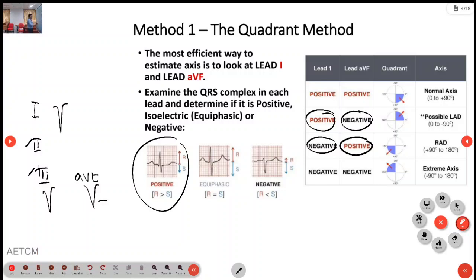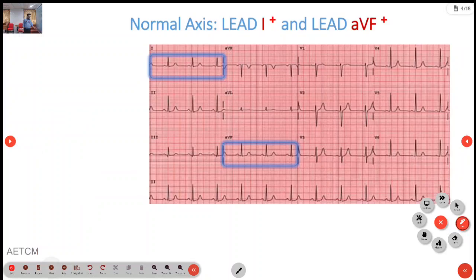And aVF is positive. That means it is right axis deviation. In extreme axis, both will be negative: lead 1 will be negative, and aVF also will be negative. So we will see examples for each of these things.